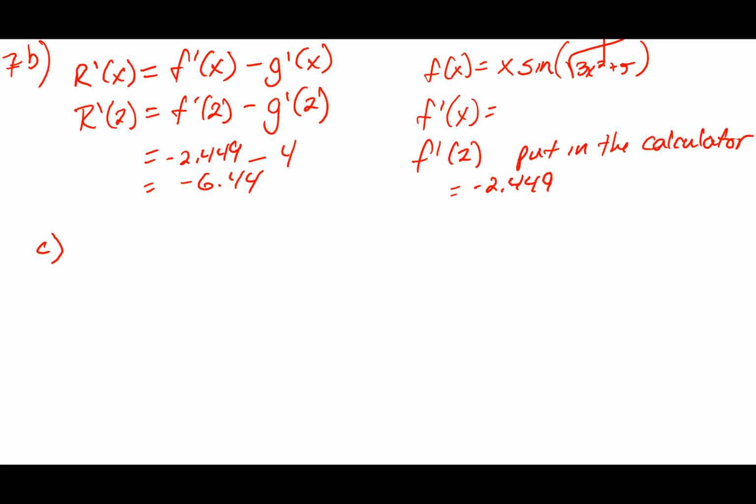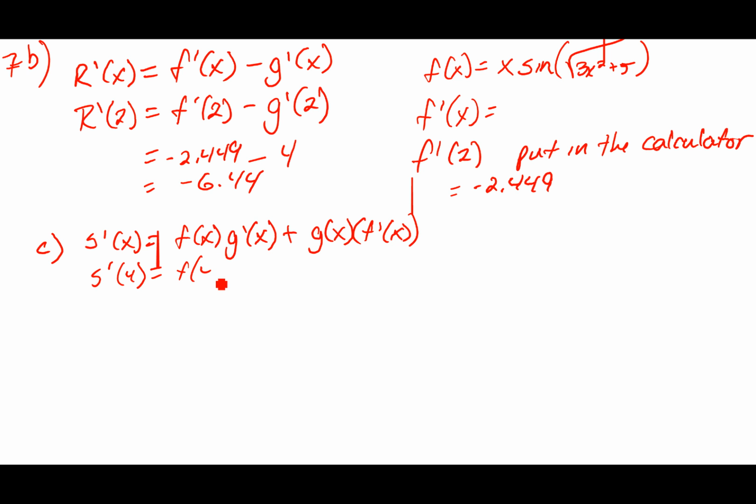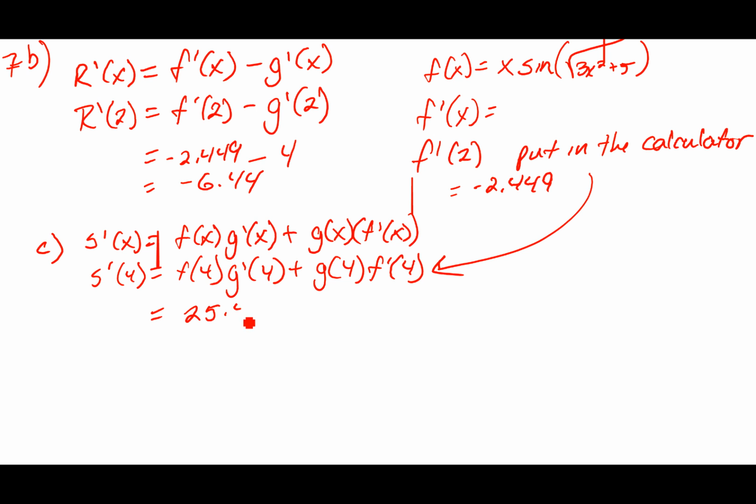C, this one is product rule because it's f of x times g of x. And so when we're trying to find, they have it as s of x, it would be f of x, g prime of x, plus g of x, f prime of x. And we're trying to figure it at 4 for this one. So it's f of 4, g prime at 4, plus g of 4, f prime at 4. And again, f prime at 4 would come from the calculator. This one ends up being 25.46.